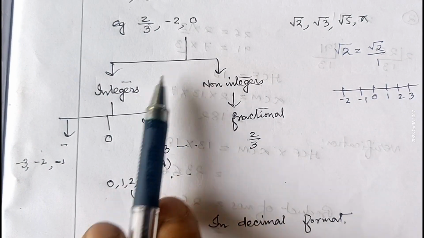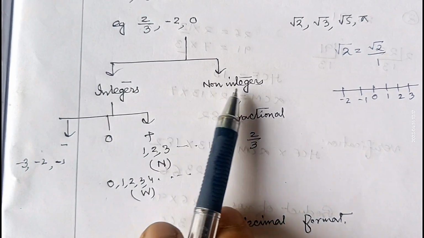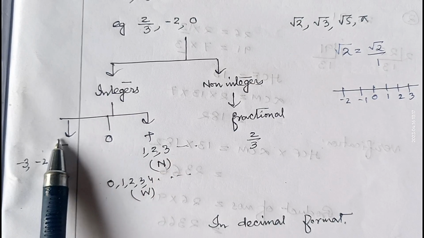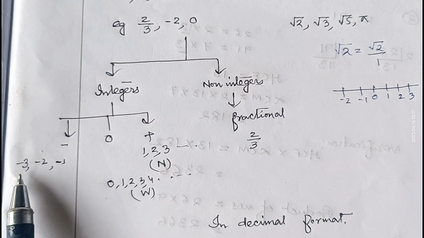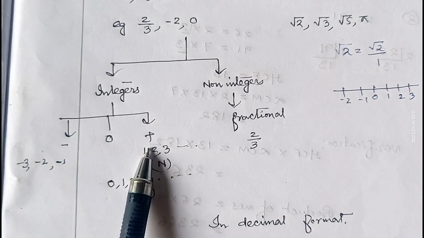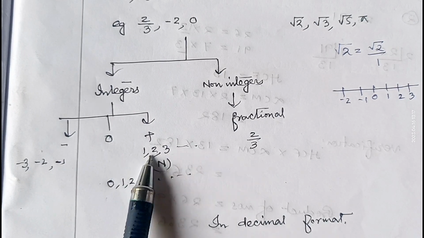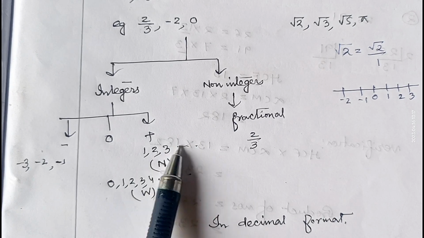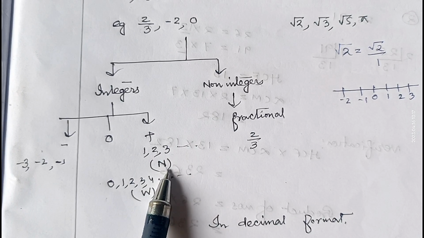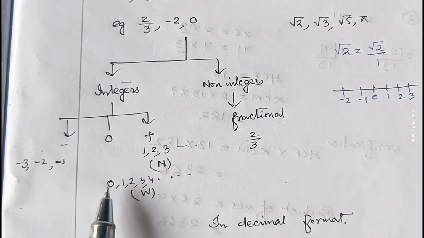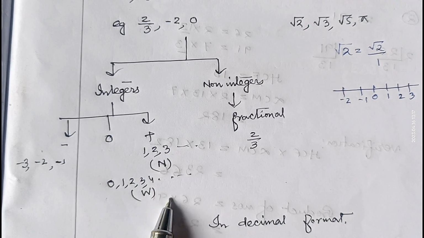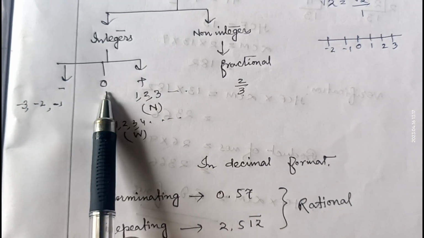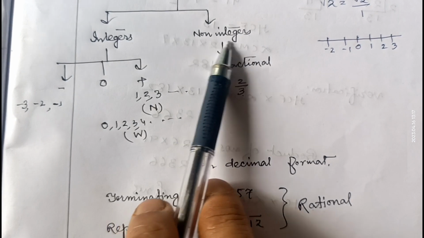Again, these rational numbers are of two types. One is integer, second one is non-integer. Integers में again 3 parts are there. One is negative part like -1, -2, -3, 0, and positive part where 1, 2, 3, these numbers will be there. This type of numbers 1, 2, 3, 4, 5, these are called natural numbers represented by the symbol N. If we include 0 here, 0, 1, 2, 3, 4, then these are called whole numbers. So in integers there are 3 groups. One is positive, another is negative, third one is 0, and another part is non-integers.